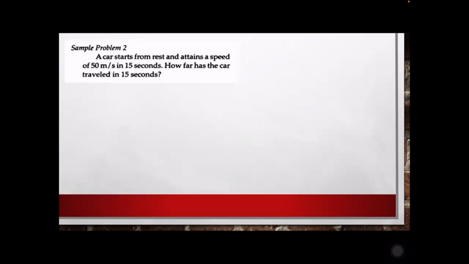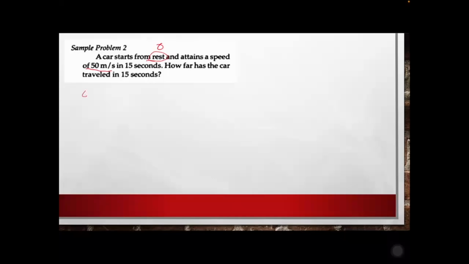Let's go now with the sample number 2. With the sample number 2, sabi dito, a car starts from rest and attains the speed of 15 meters per second in 15 seconds. So, how far has the car traveled in 15 seconds? So, nakalagay dito, a car starts from rest. Rest means 0. So, attain the speed of 15 meters per second in 15 seconds.